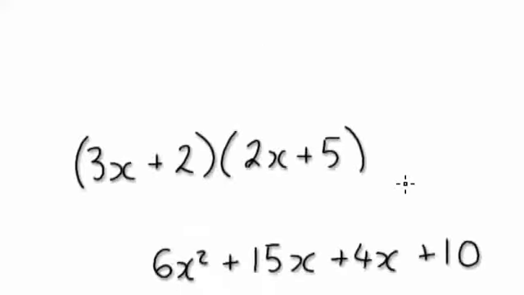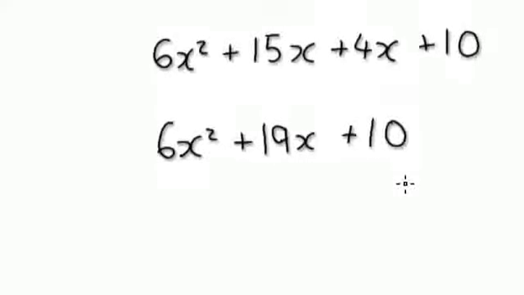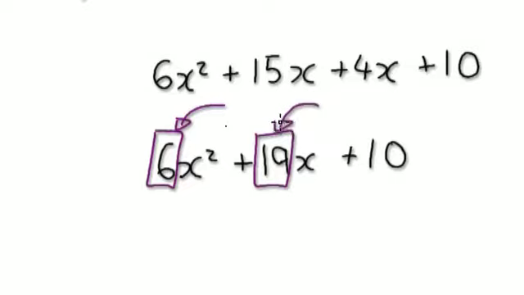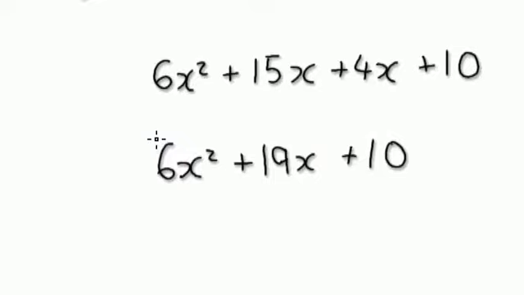In this video, we're going to try and factorize quadratics where the coefficient of x squared is above 1. Coefficient means the number in front of the x squared. So here the coefficient of x squared is 6. Here the coefficient of x is 19. In all the past videos, I've shown you how to factorize where the coefficient here is 1. But now we're going to try and factorize where the coefficient is above 1.